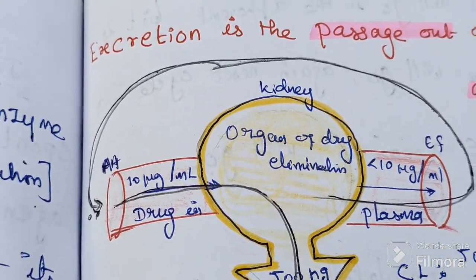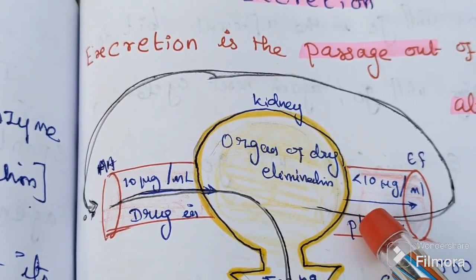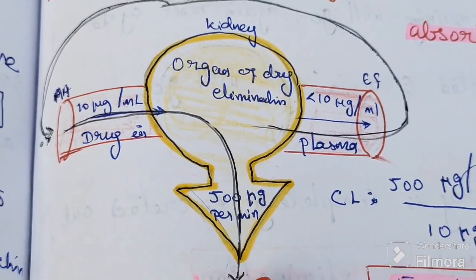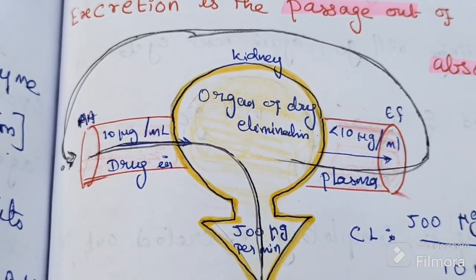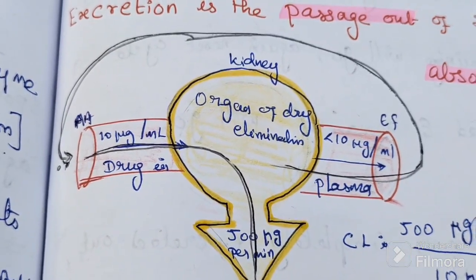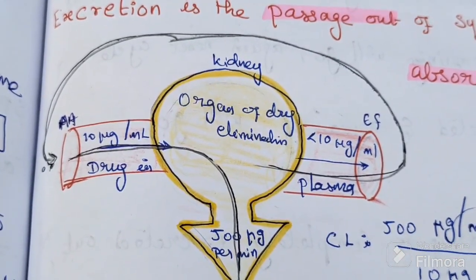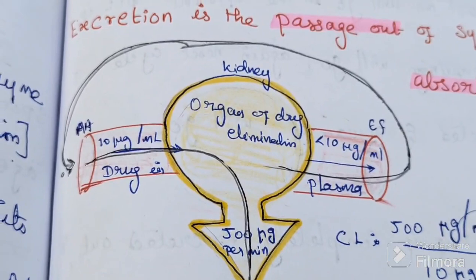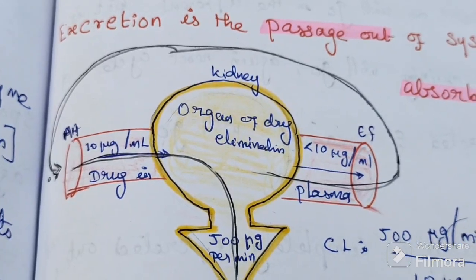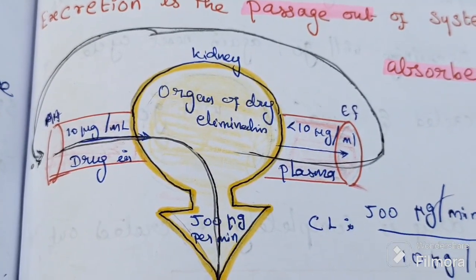What is the concentration here? It is less than 10 microgram per ml. Why is it less than 10? Because a little bit was excreted here, so it means a little bit of plasma was cleared of the drug. We have 5 liters of plasma, and the drug is uniformly distributed in the plasma. Any drug we take goes into the blood. All adult humans have 5 liters of plasma, so the drug is uniformly distributed.